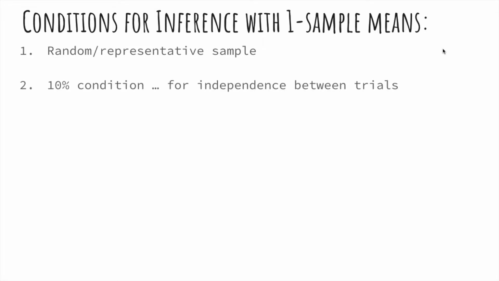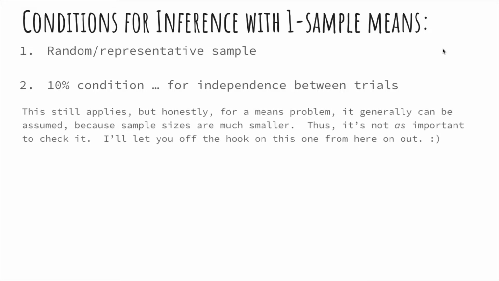Secondly, the 10% condition. We want to make sure that as we're taking our sample, things aren't changing too much between samples or between trials. So our sample size needs to be less than 10% of our population. Now, I will say for means problems, it still applies, but honestly, it can generally be pretty obviously assumed because sample sizes are a lot smaller with means problems. So it's not always as important to check.